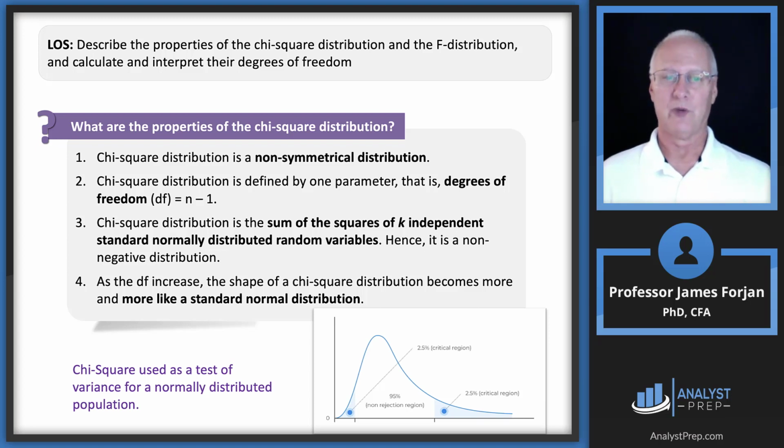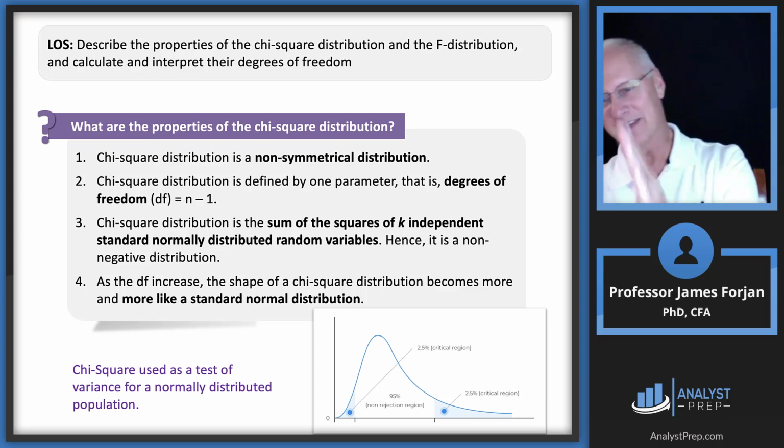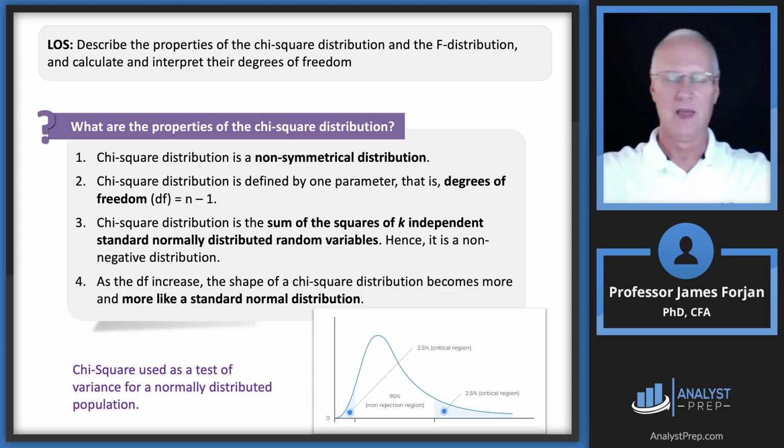So as those degrees of freedom increase, the shape of that chi-square distribution, the hump, moves less and less toward the vertical axis. It goes out to the middle, and those tails become more and more like a normal distribution. And so notice what we have in purple. It's used as the test of variance for normally distributed populations.